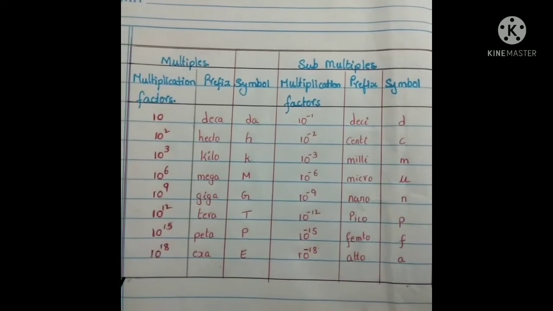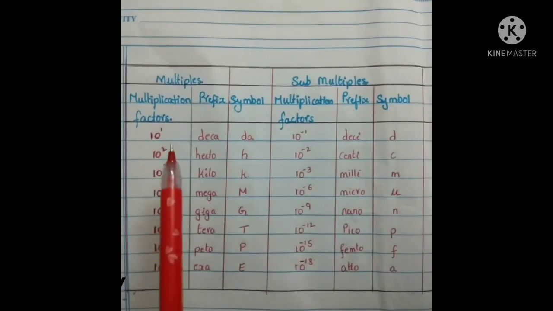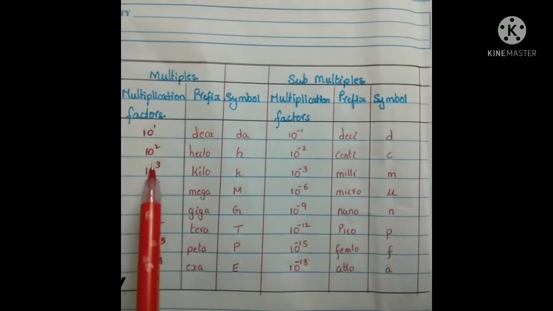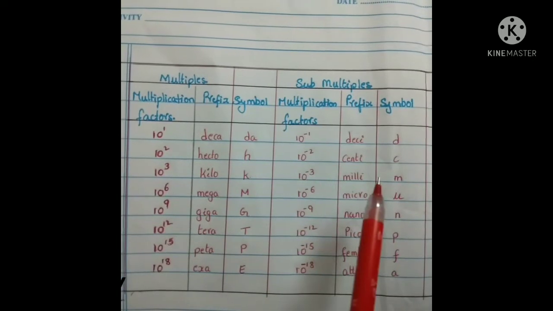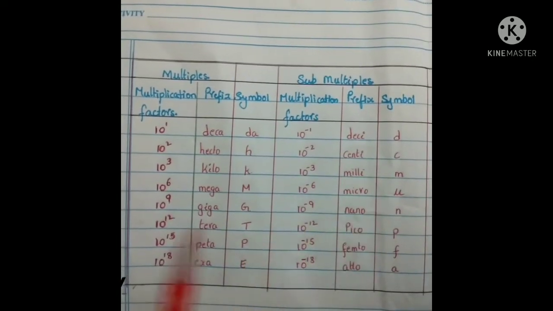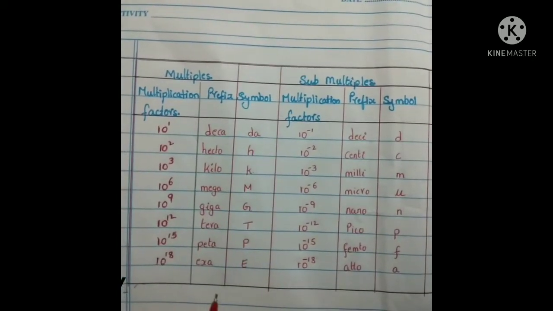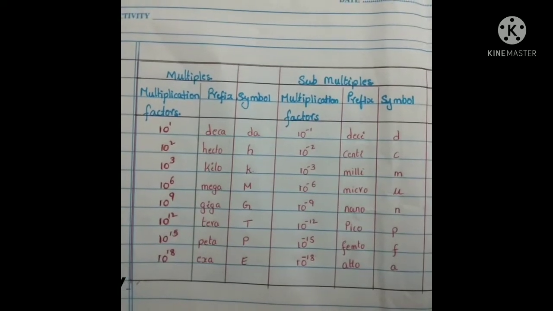small a. The first two multiplication factors, 10 power 1, 10 power 2, 10 power minus 1, 10 power minus 2, are not the SI prefix but commonly used. If you are confident in remembering these values, we will move on to the conversion of units.